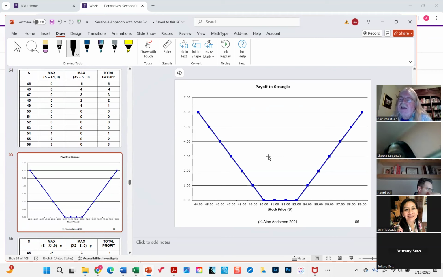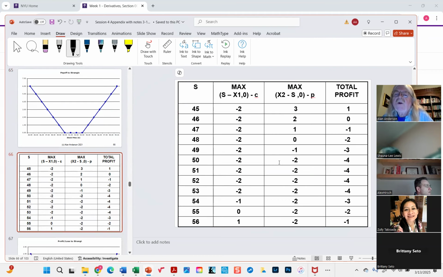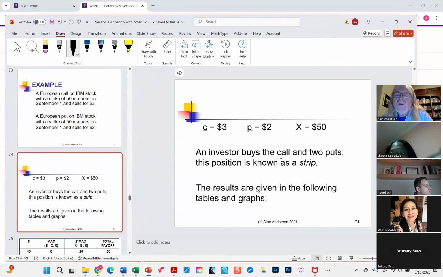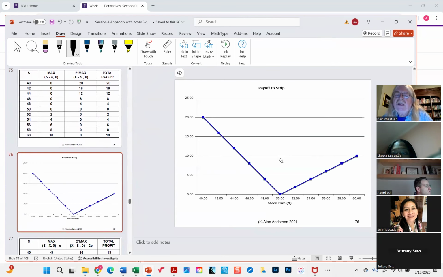Like with that example with the FDA, you're convinced that the FDA is more likely to approve the drug than not approve the drug for this pharmaceutical company. What you can do then is you can set up a position where you're buying, instead of a call and a put, you're buying two calls and one put. Again, with the same strike price, the same asset, the same maturity.